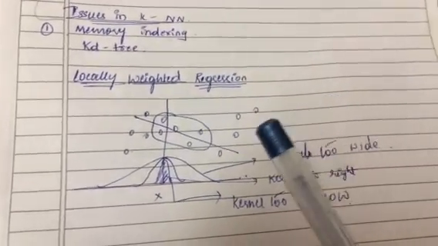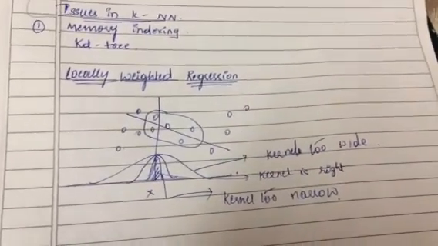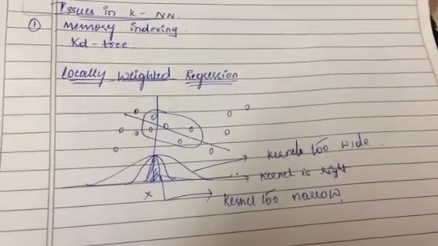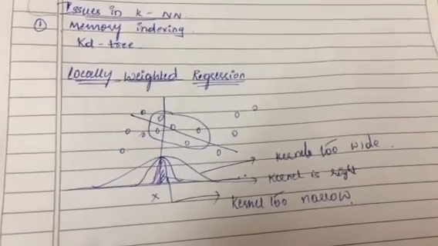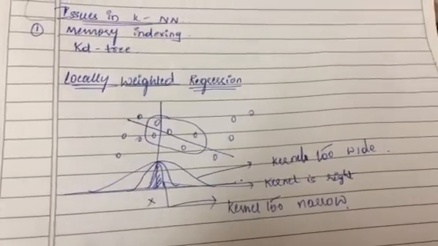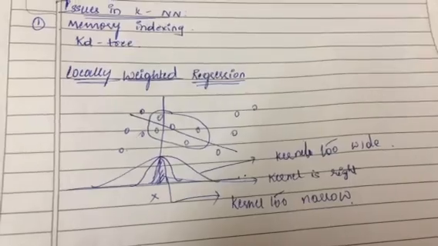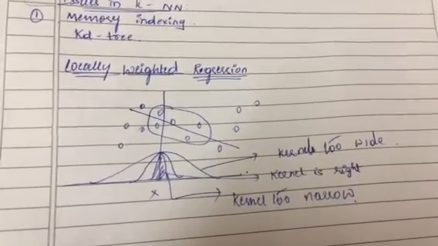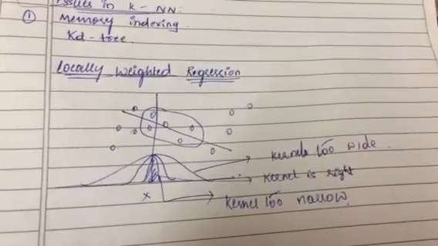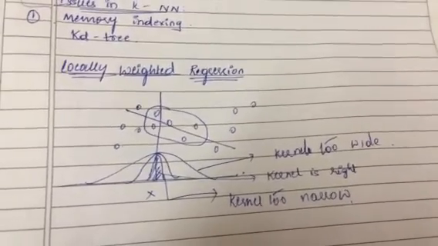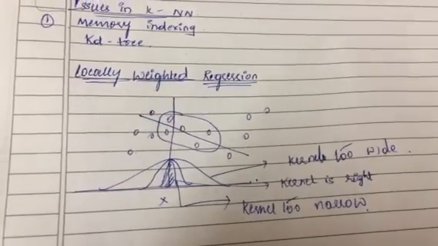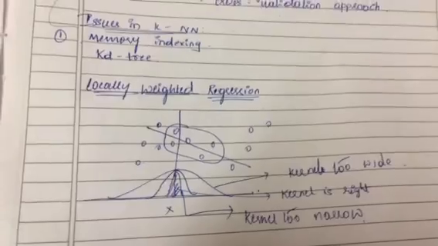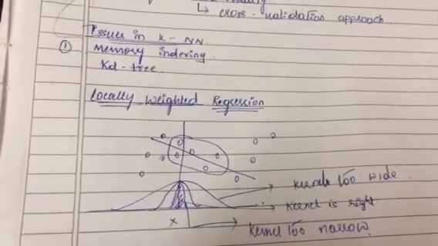I'll read out the definition again. The locally weighted regression, also denoted by LWR, is a memory based method that performs a regression around a point of interest using only training data that are local to that point. To that point, in the sense, to the query point.